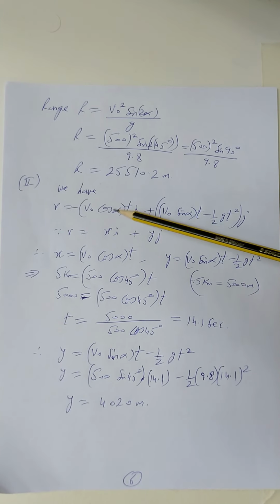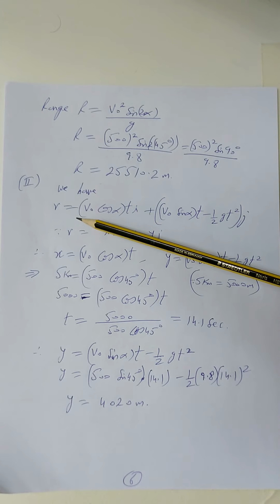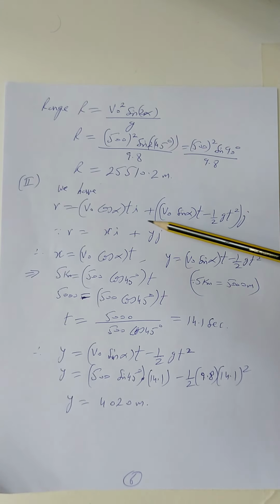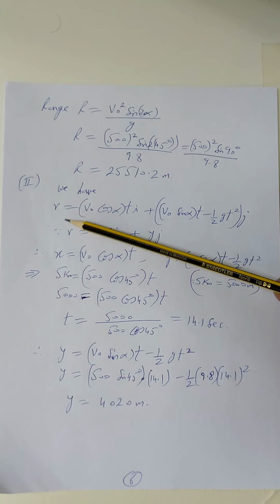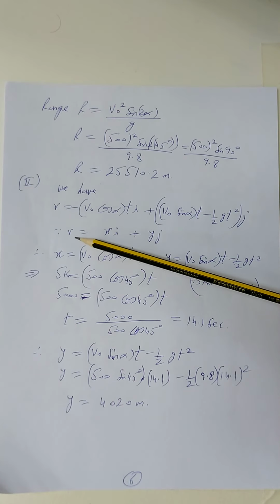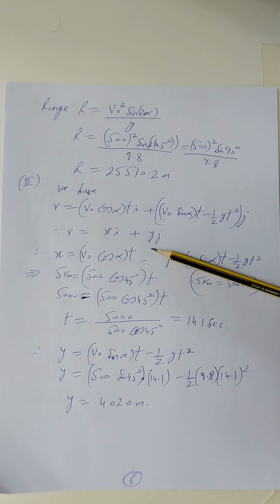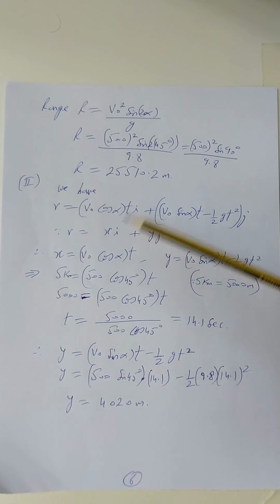If we want to find the position of a projectile, the formula is r = (v₀ cos α t) i + (v₀ sin α t − ½gt²) j, with this i and this j. And this r is the position vector. What is a position vector? We already know that r is xi + yj, because of the x component and the y component.